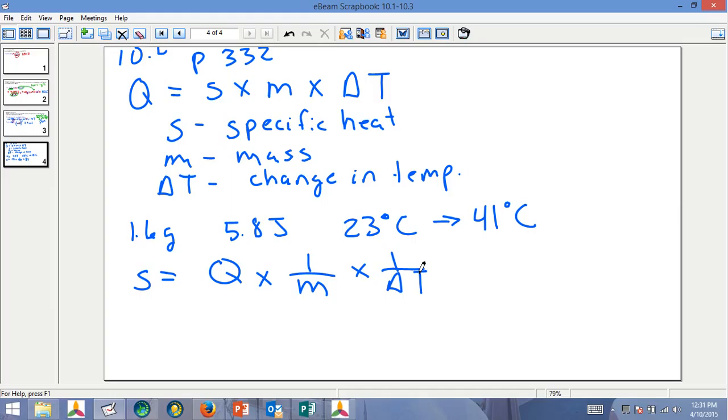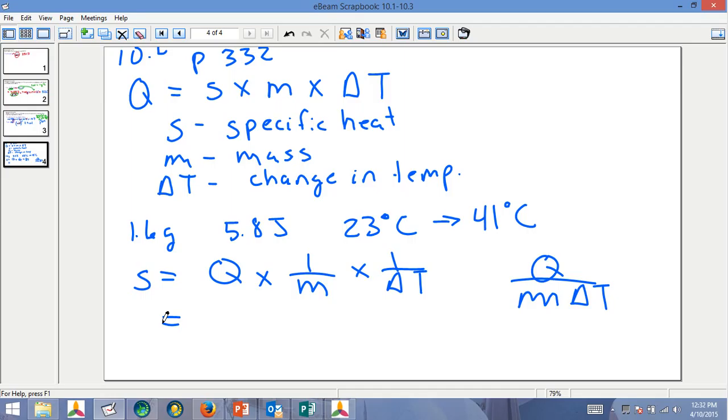Tabby? Why'd you do the 1 over? Because it's Q divided by that, but it's easier to keep it in an equation that way. If I'm solving for S, I'm going to take Q divided by M divided by delta T, right? So this is the same as Q divided by M divided by delta T. You could do it this way, whichever way you want to do it.